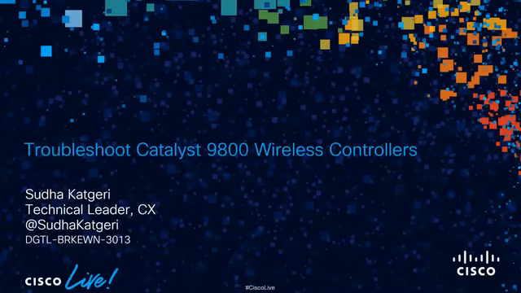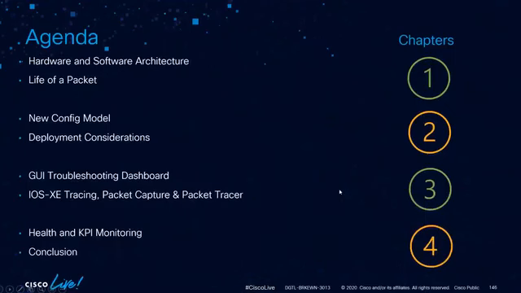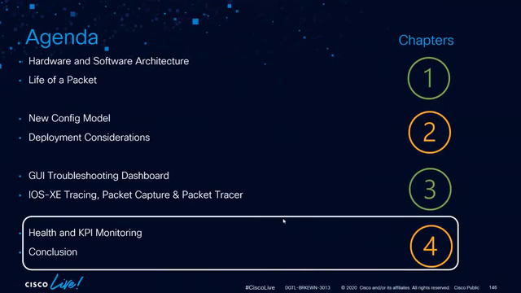Again, and welcome back to the fourth and final chapter in the Cisco Live session to troubleshoot the Catalyst 9800 wireless LAN controllers. In this chapter, we will be looking at some of the health monitoring and key performance indicator monitoring commands that you can look to identify if your system is doing well or if there is any problems it is facing, so that you can proactively work towards resolving them. We will also conclude with some of the key takeaways from our session today.